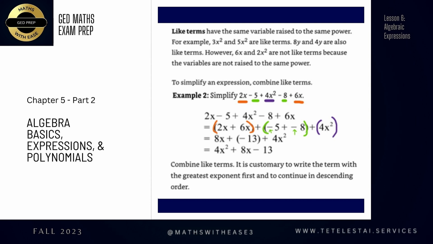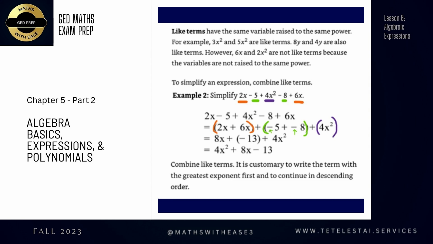When you see a variable written on its own, the assumption is that it's raised to the power of 1, but for the sake of this lesson, we just know that one term has a squared, and the other is technically raised to the power of 1, but that's not mentioned in the book. So we'll just simply say that 6x is different from 2x squared in this particular example, because the variables have different powers.